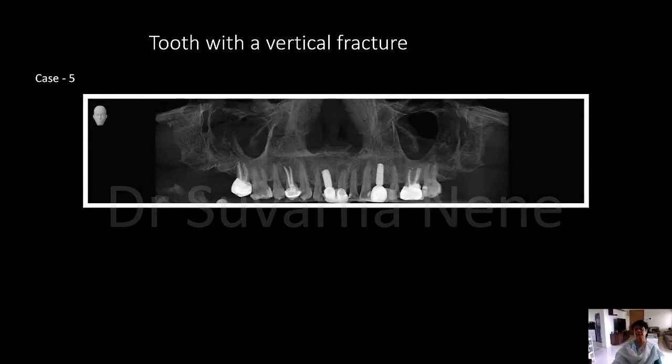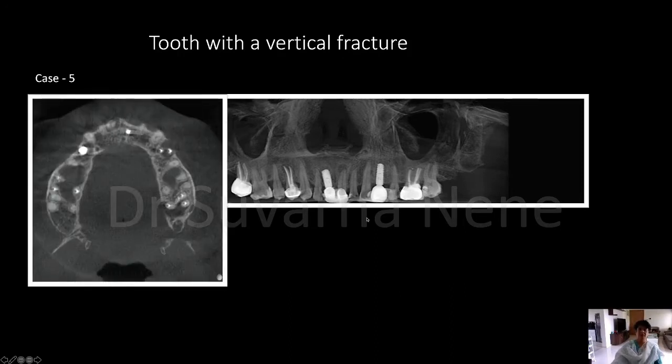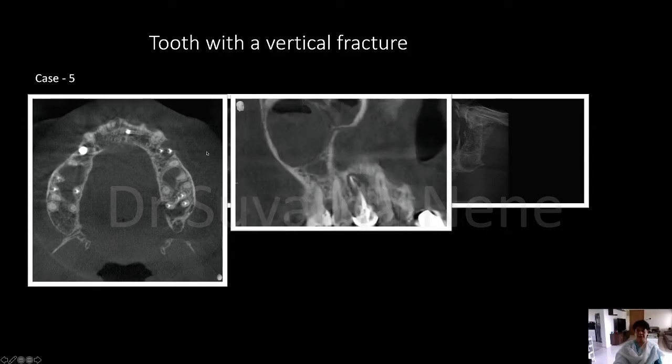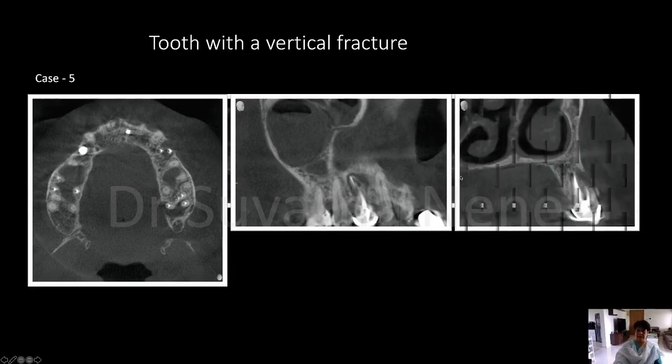This is a case where we placed only membrane graft and came back at a later time to place an implant. Now this is another patient having a vertical tooth fracture, and because of her vertical fracture, as you can very well see in this axial image, the premolar has lost the buccal cortical plate and there is quite a big lesion around it, and this has obviously caused the dehiscence. And we have decided to extract the tooth.